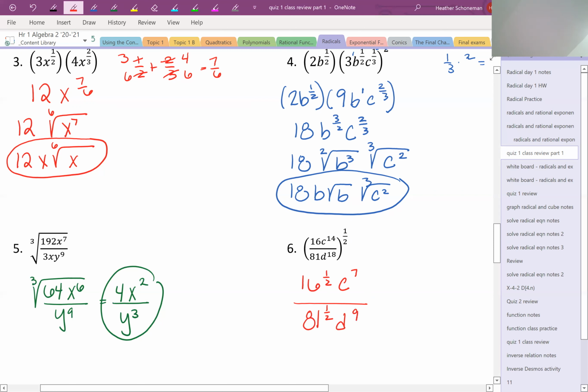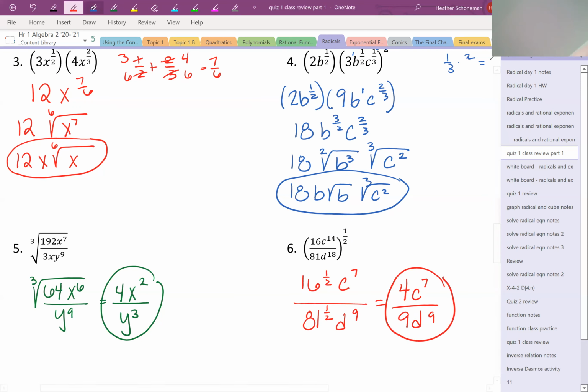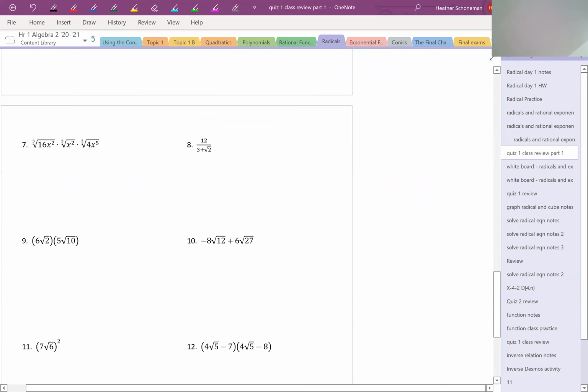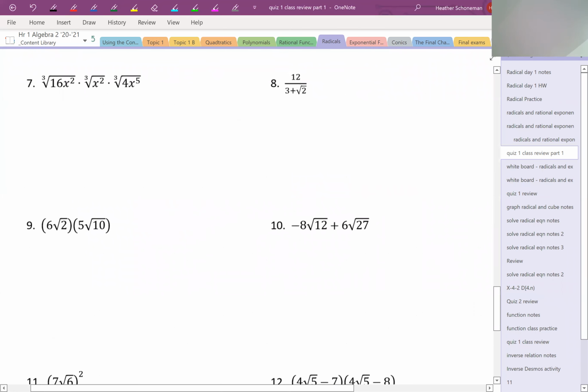But we can simplify those numbers because we know anything to the 1/2 power is the square root. So that's really the square root of 16, which is 4. So that's 4c to the 7th. And that's really the square root of 81, which is 9d to the 9th. And there's my answer. Okay, if we keep going on the back, over here, we've got a bunch of radicals multiplied together.